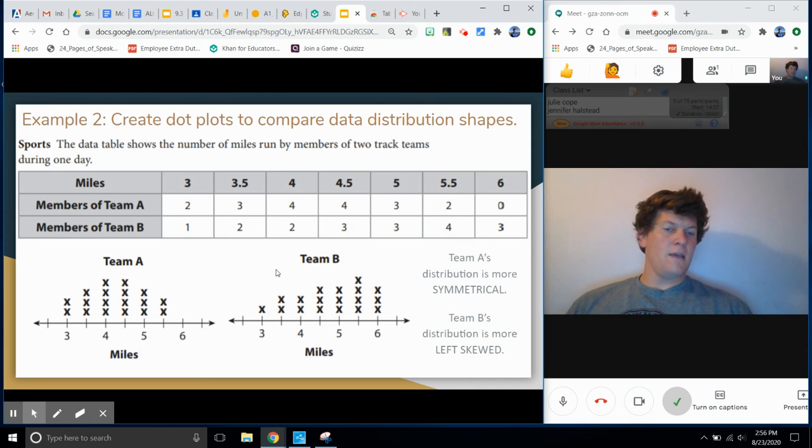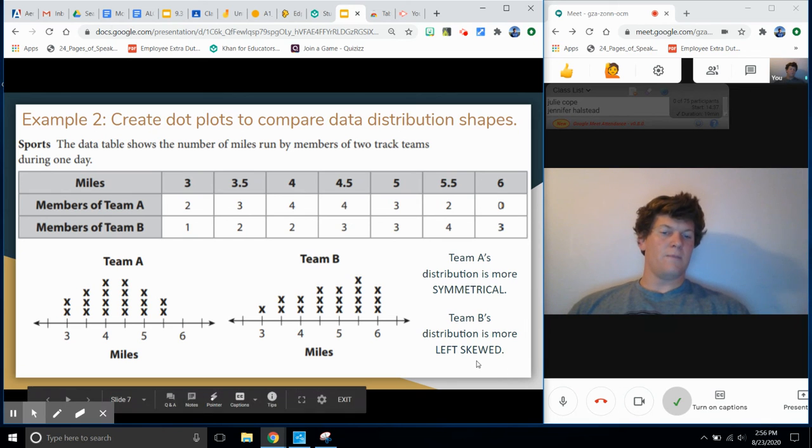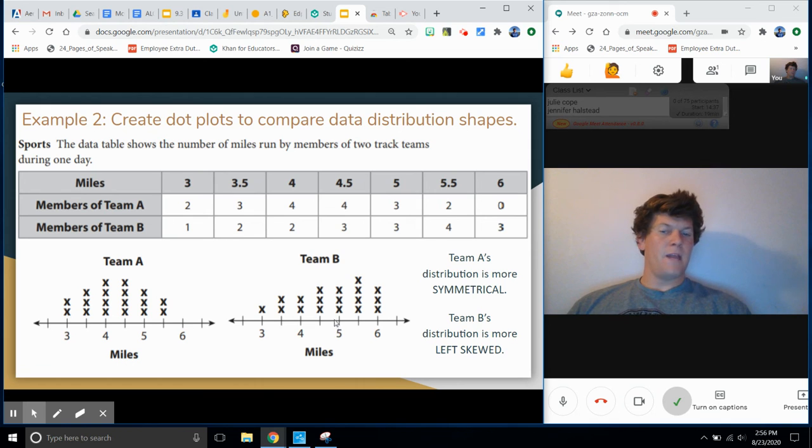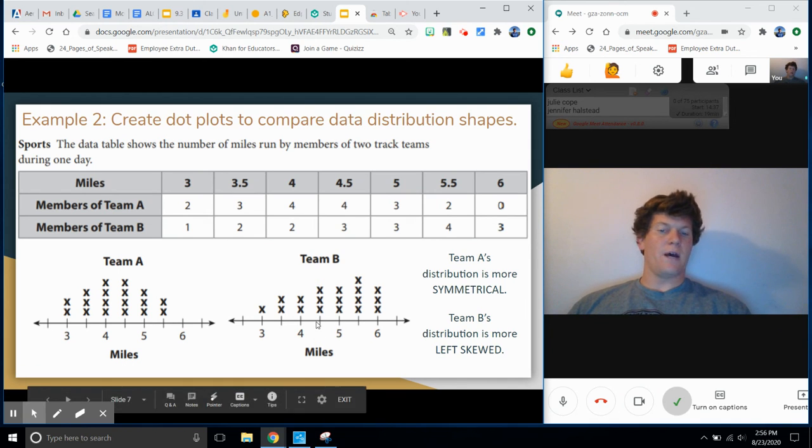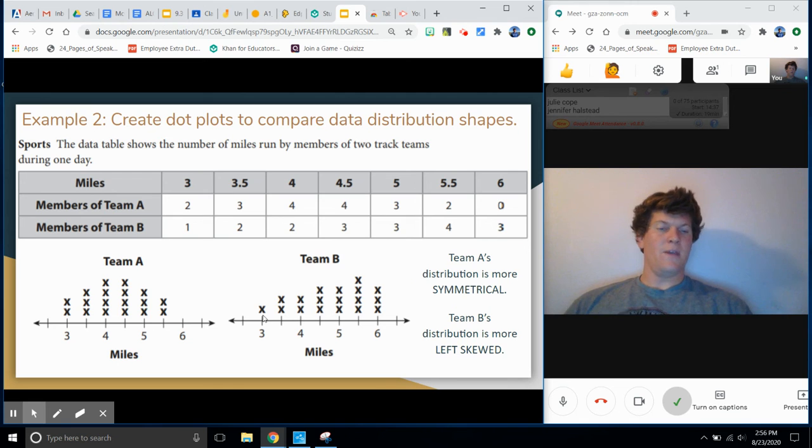So we know team A is symmetrical, and we could see that team B is skewed to the left, or, as I'm shorthanding, left skewed. This means our mode, our median, and our mean should not be close to the same value. Team B, not exactly. Mode is going to be the number that shows up the most, so 5.5. Median's probably a little bit less, probably that 5. And if we calculated mean, we'd probably get around 4.5, because this 3 really pulls that average, that mean, away from the center.